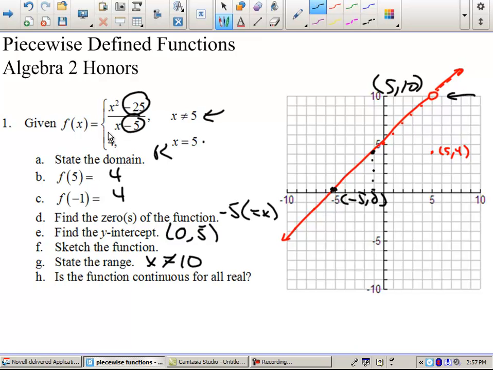Is this function continuous for all real numbers? Well, it is up until I get to the point x equals 5, in which case I've got a break in the graph, which means that the function is not continuous over the entire real number system.